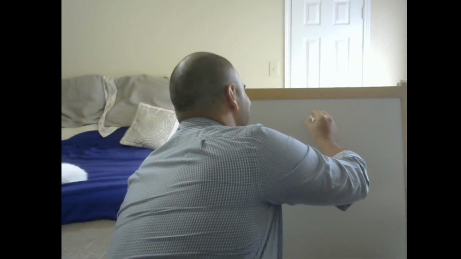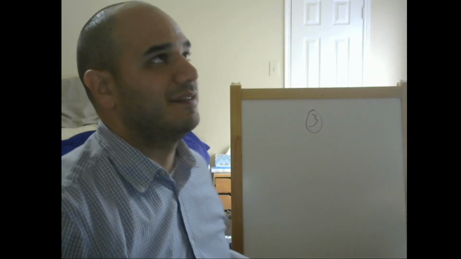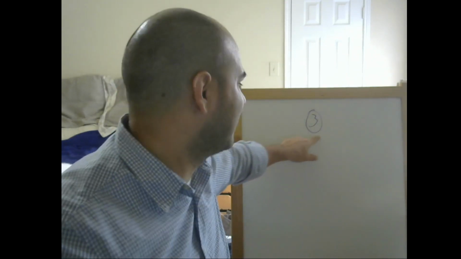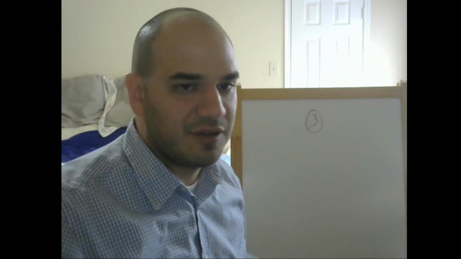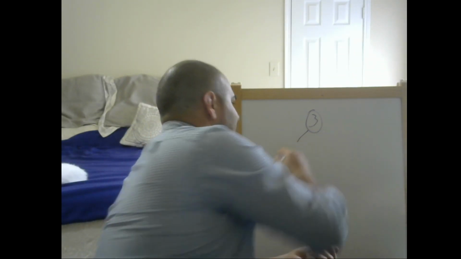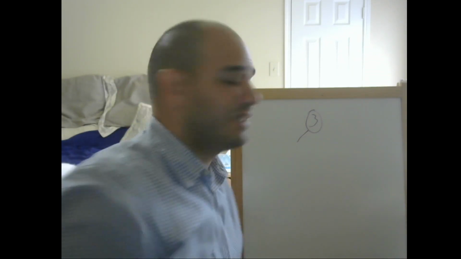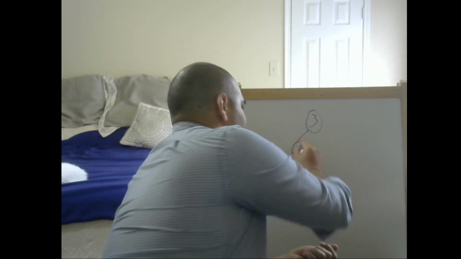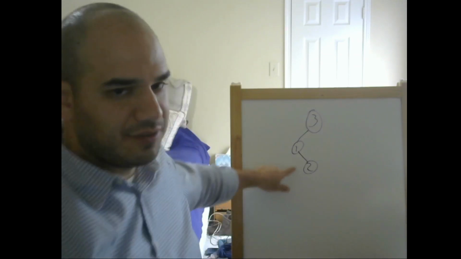So 3 is in the middle. We just know that. And then everything to the left of 3 must be less than the value of whatever we're using to compare. In this case, we're just using the node's ID, its serial number. So both 1 and 2 need to be to the left of this. And there are 2 ways to represent that. Either 1 and then 2 to the right.